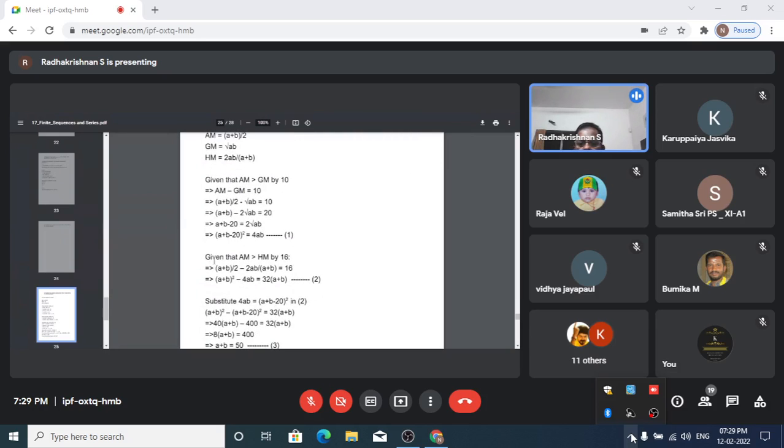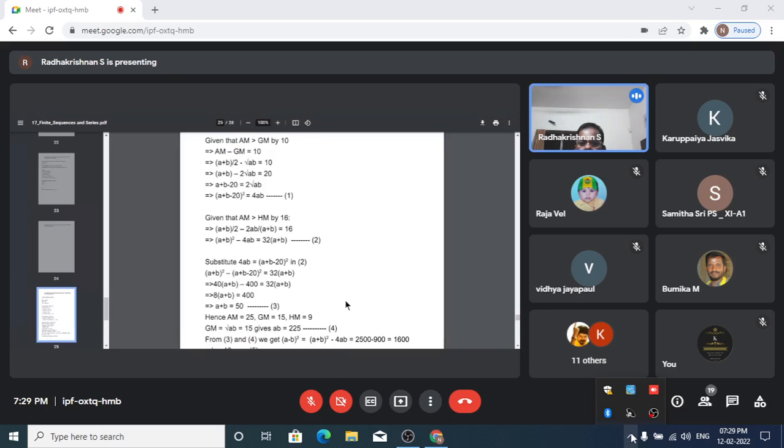அதே மாதிரி given that AM is greater than HM by 16, that means A plus B by 2 minus 2AB by A plus B equal to 16. So from that we get this equation. A plus B whole square minus 4AB equal to 32 into A plus B. Now we know that 4AB equal to A plus B minus 20 whole square from the first equation.